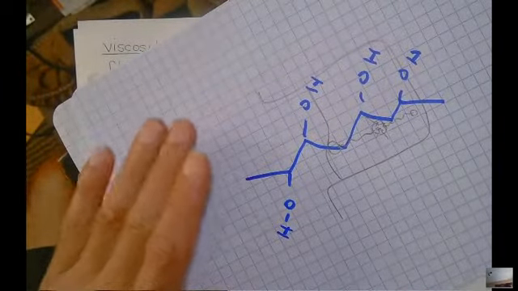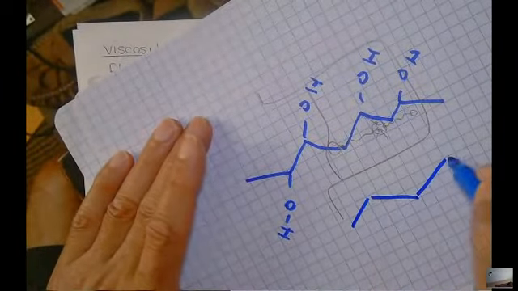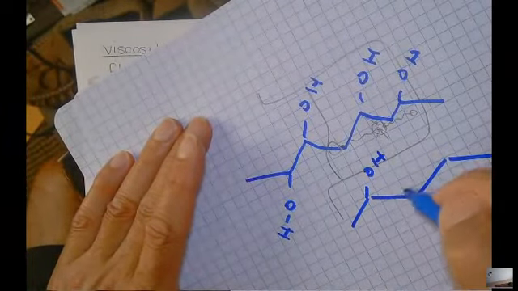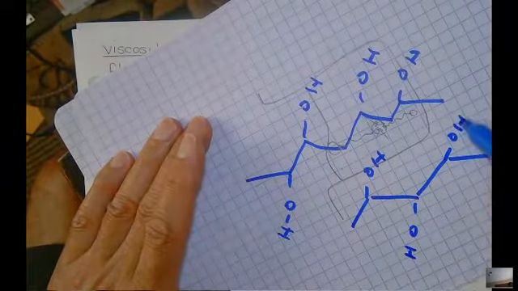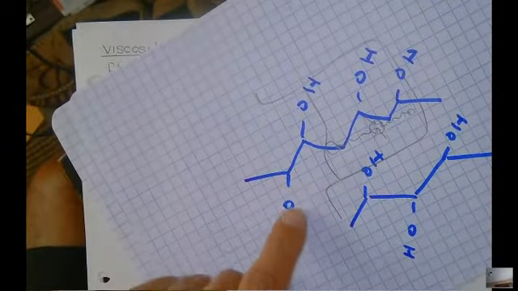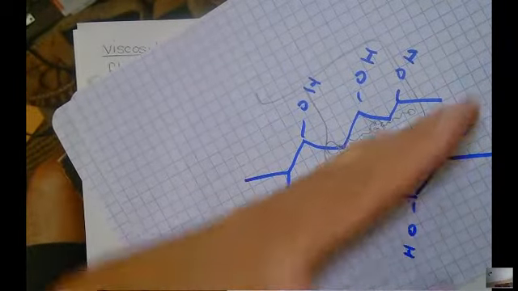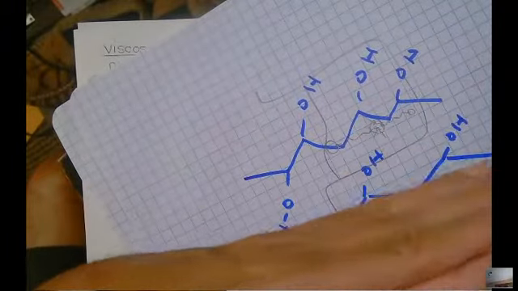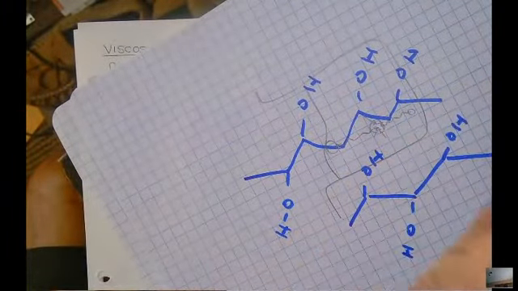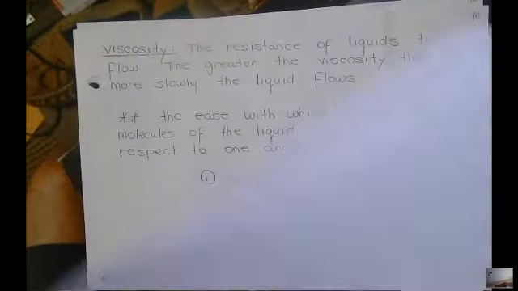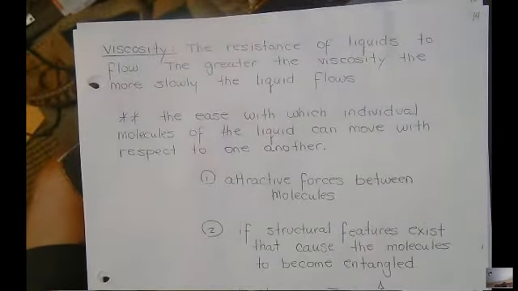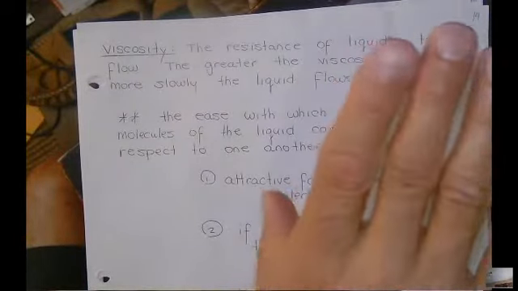So when these kinds of molecules try to slide past one another, and here's another one with all these OHs, there's a lot of interaction between the oxygen on one and the hydrogen on the other, and they just can't get past one another. It's like Velcro. They can't slide past one another, and that's what makes them very viscous. Certain oils, the molecules are long chain hydrocarbons. Hard for them to slide past one another.